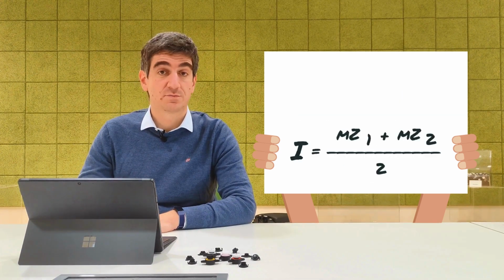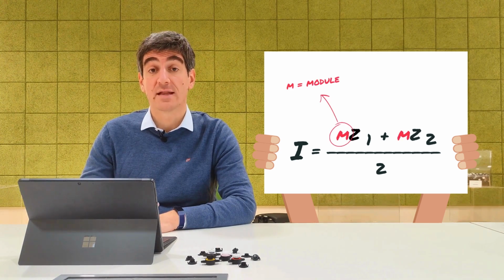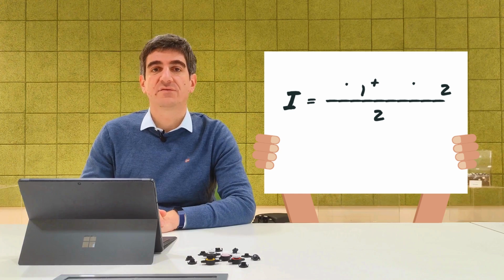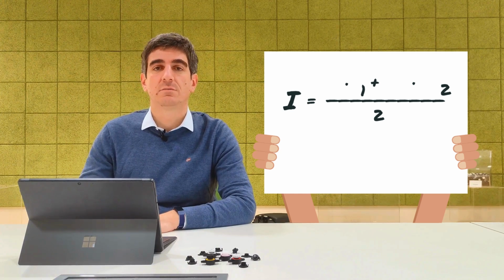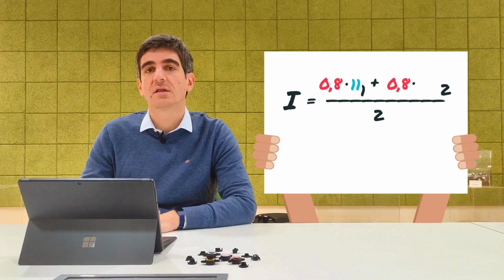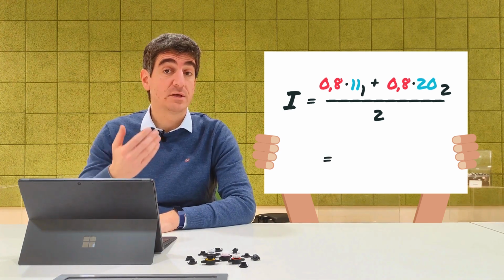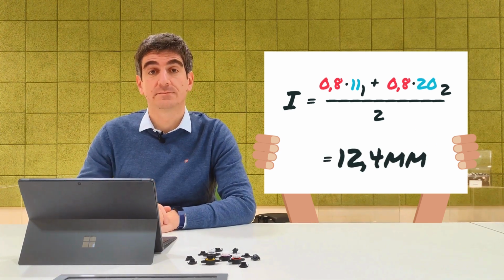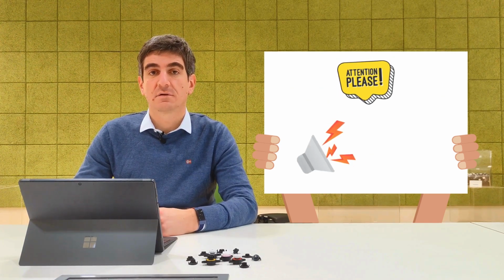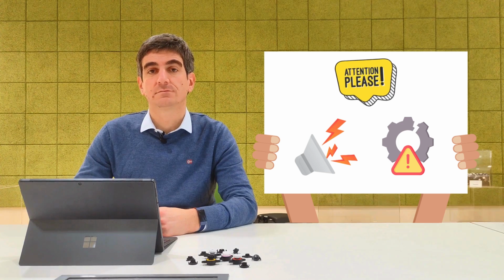If you have standard spool gears, the distance between the axes depends on the module and the number of teeth. For example, if you have two gears with the module 0.8, one with 11 teeth and another one with 20 teeth, the distance between the two axes will be 12.4 millimeters. If you don't respect this criteria, the gears can create noise or damage themselves during the rotation.